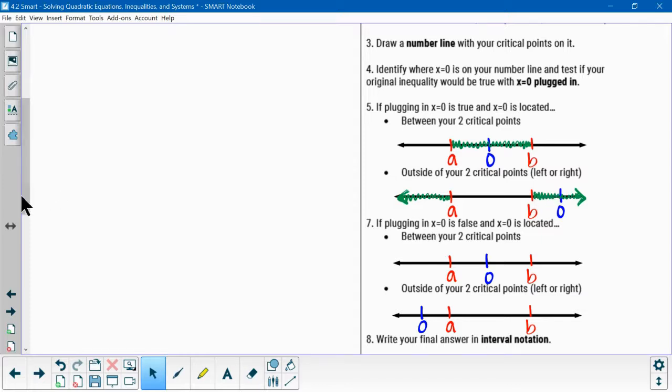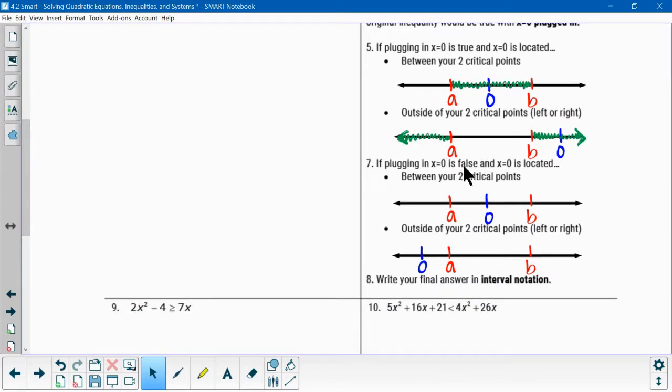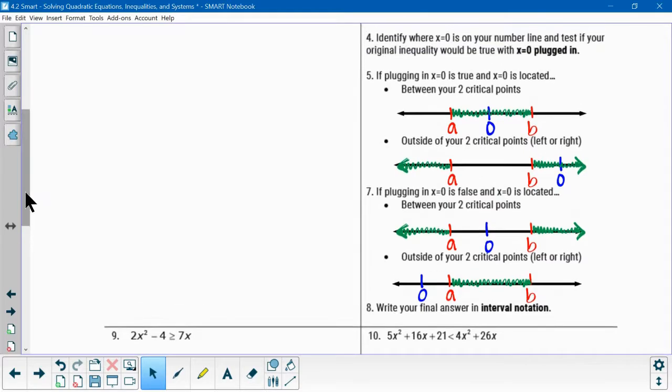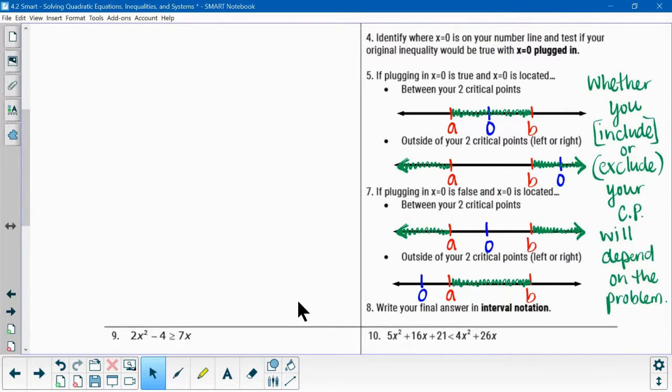And if x equals 0 is false when we plug it back in and it's located in the middle, we're going to shade outside. And if it's located outside, we're going to shade inside. Now, we will be writing our final answer in interval notation, and you'll be able to determine if it's going to be a parentheses or a bracket based on the problem.